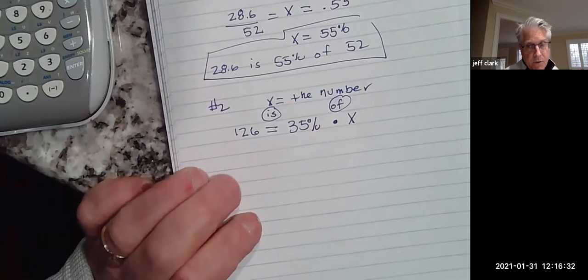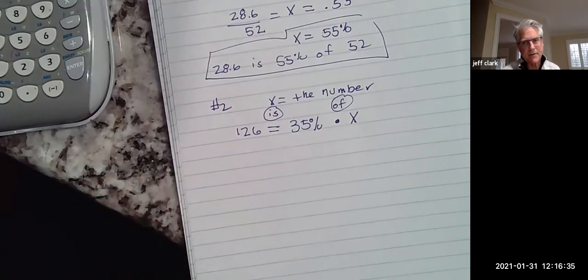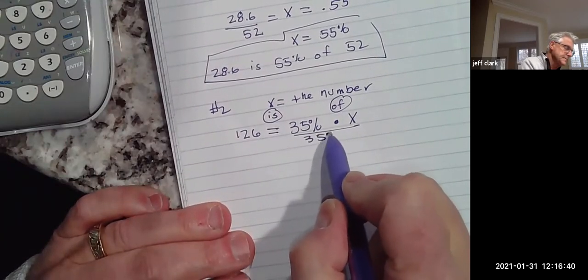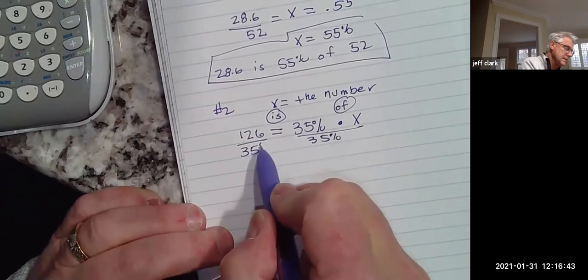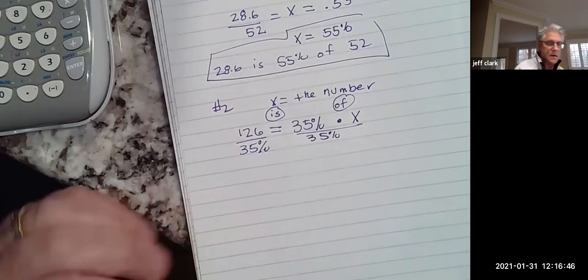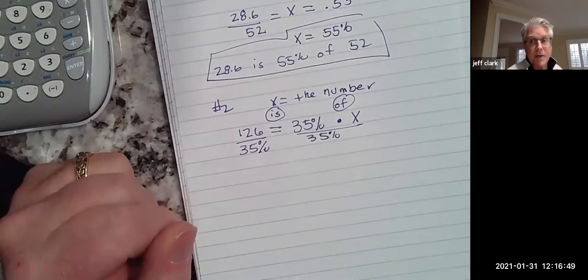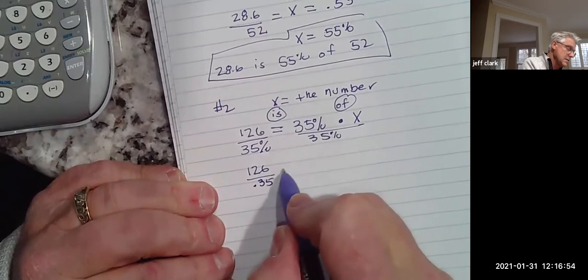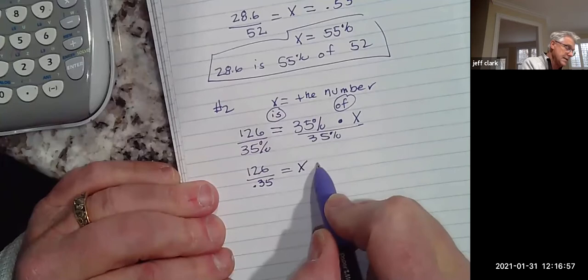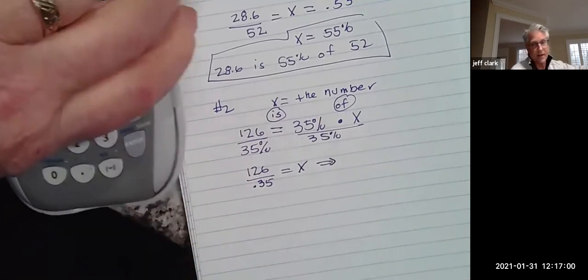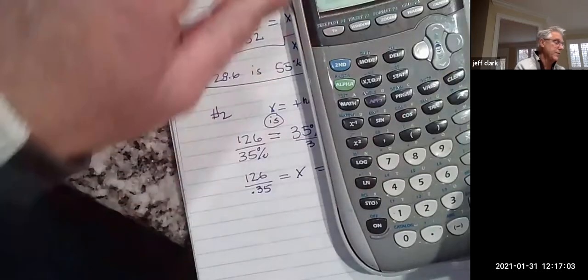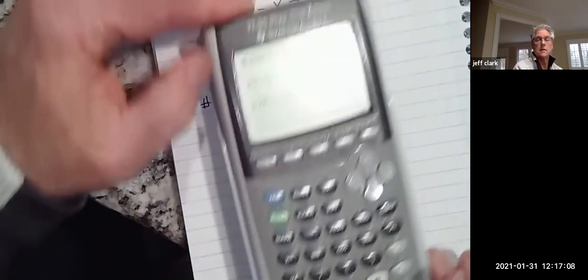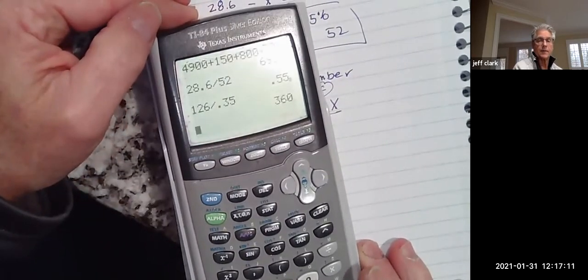And so then what you're going to do is divide both sides. I'm going to get the X by itself. Divide both sides by 35%. Of course, then I would probably change 35% to a decimal. And then I get the following. Use the calculator. 126 divided by 0.35. Okay, 360.